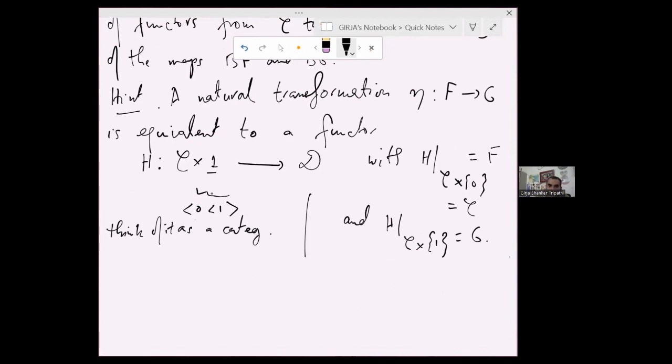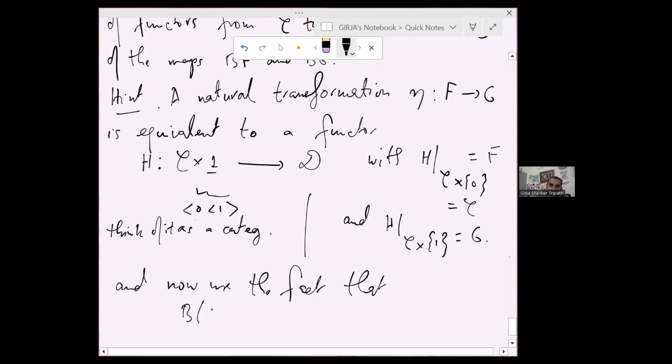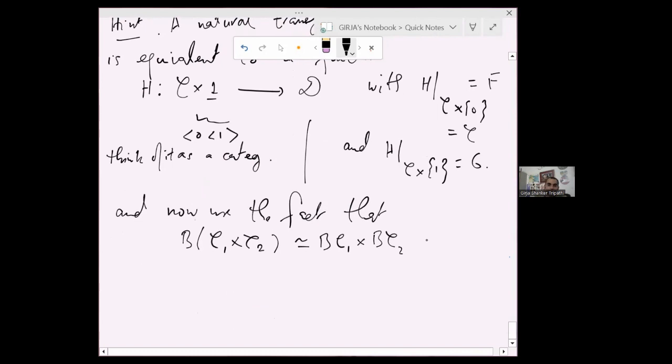So the natural transformations give this, and now use the fact that, even in general, if we take two categories C1, C2 and take their product, the classifying space would be homotopy equivalent to the product. In general, this is just the interval [0,1]. So every time you have a natural transformation of two functors, the induced maps on classifying spaces are homotopic.